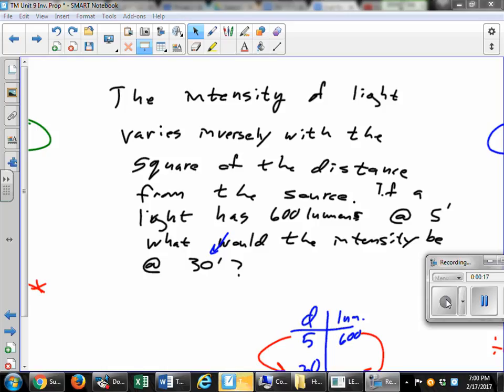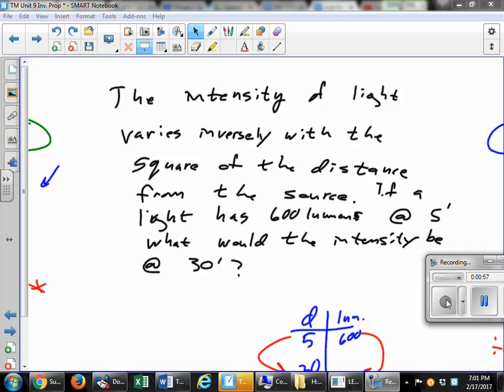So the example that I have here is basically I took the lights that we have in this room. You all know that if you get further away from the light, it's not as bright. So I thought, what would happen if we took the lights from this classroom and put them in the gym? I took a tape measure and measured, and these lights are about 5 feet, give or take, from your desktop. And the gym's about 30 feet tall, so what would happen to the lights? That's where this example came from.